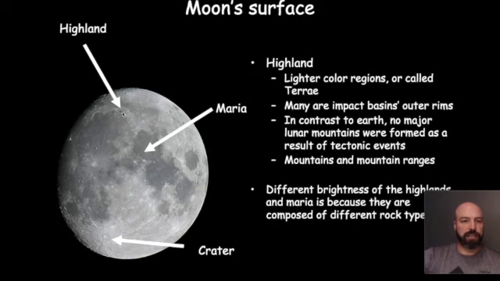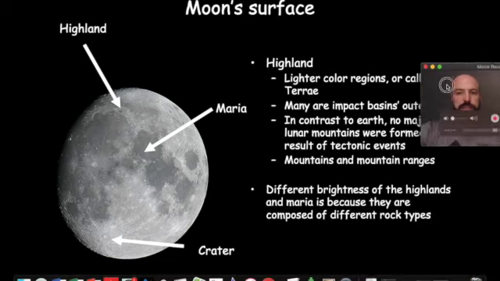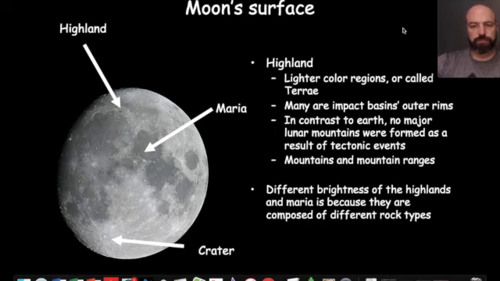The highlands are these lighter areas. A lot of times there are these regions that are around the Maria. There's some impact basins or on the edges of craters and things like that. So there aren't any big mountainous regions. There wasn't tectonic activity like there was on Earth, but there is some that was formed by craters and whatnot.